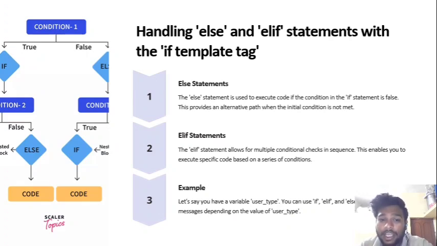Next is elif statements. The elif statement allows for multiple condition checks in sequence. This enables you to execute specific code based on a series of conditions. It means when you have more than two conditions, then we will use elif conditions. For example, let us say you have a variable user type. You can use if, elif, else messages depending on the values of the user type.